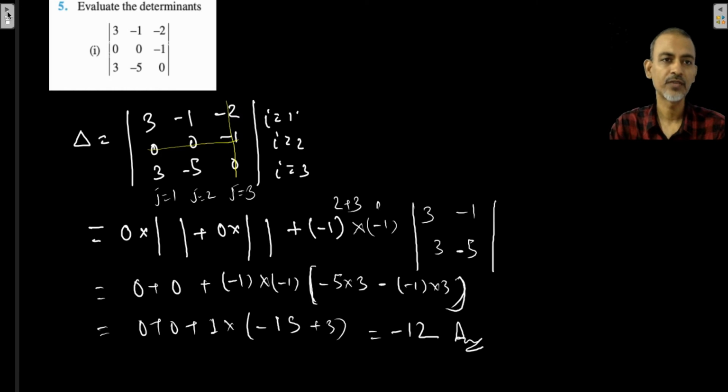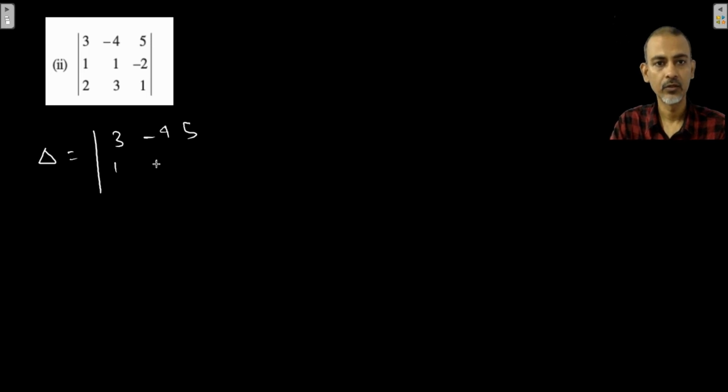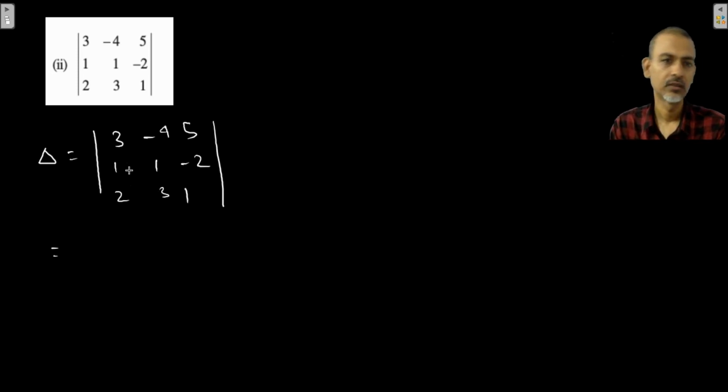Let's go to the next one because there are a lot of determinants to be evaluated. Now coming to the second, we simply have to evaluate it, right? So we have to evaluate 3, minus 4, 5, and then 1, 1, minus 2, and 2, 3, 1. What we will do is expand it along this row itself, or we could expand it along this row as well.